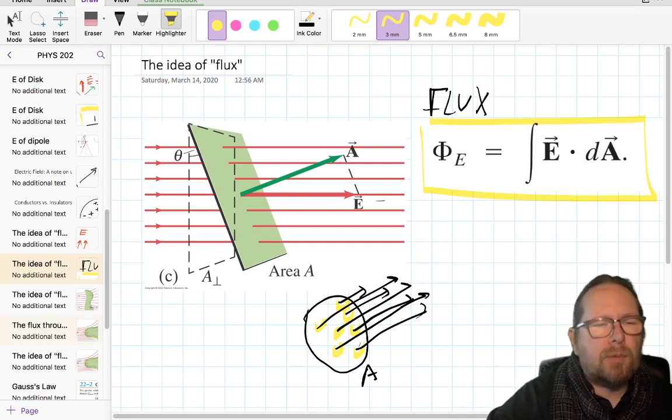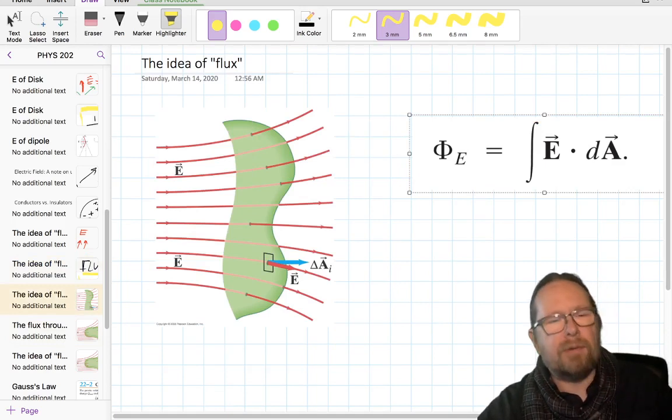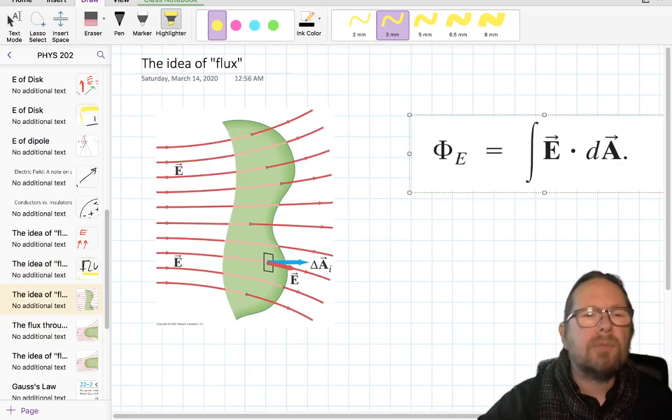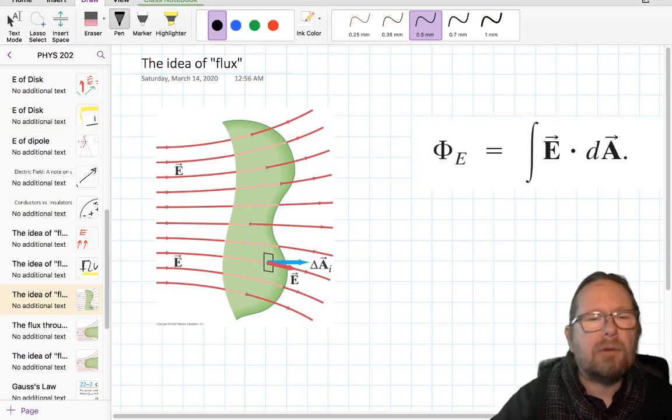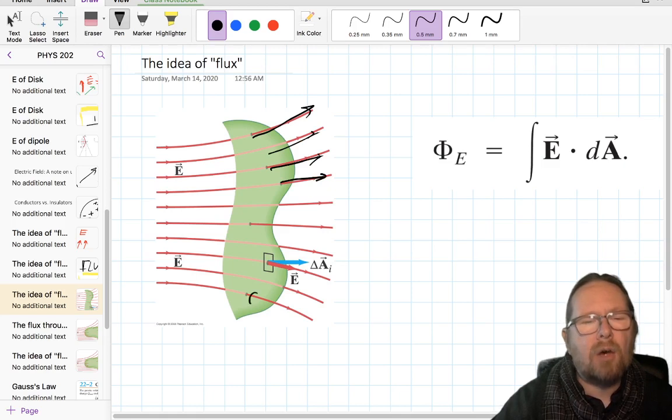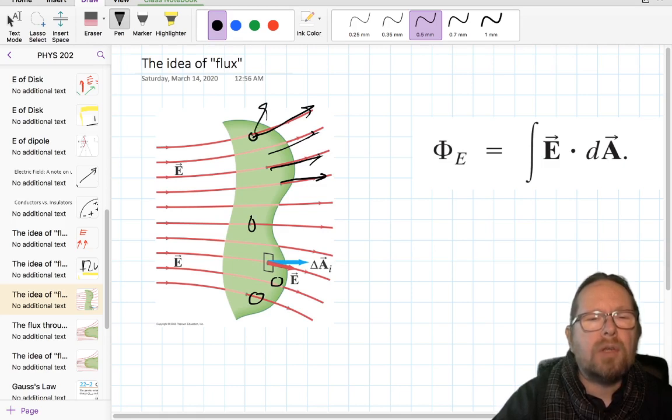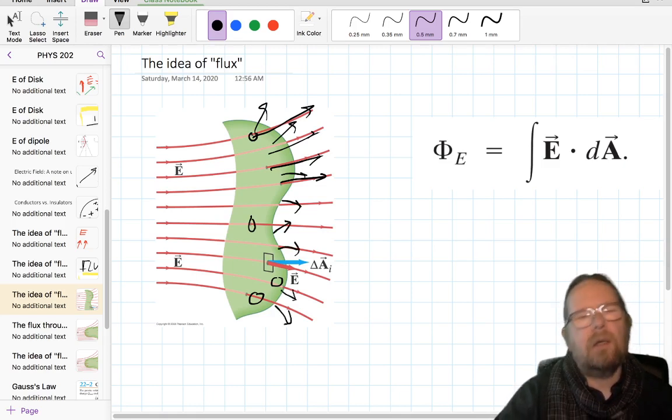So if, for example, we look at a situation where there's a very complicated surface and a very complicated electric field, notice that the electric field isn't constant. Okay, the lines are closer together in some places than others. The electric field is not always perpendicular to the surface. It's perpendicular here, but it's not perpendicular there. And the surface normal is constantly changing direction because the surface is not a simple shape. It's this kind of complicated curve in space.